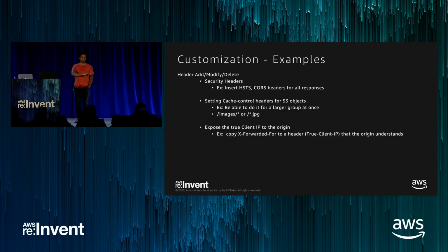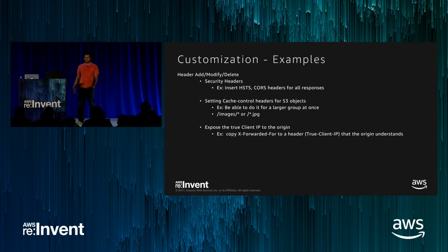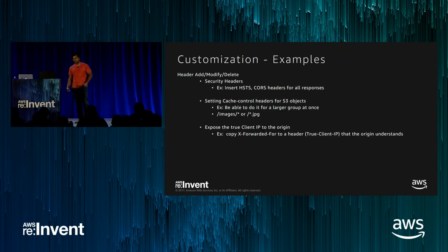These customizations are not just for the request side, they can be done as well for the response side. Here are some examples where you can include security headers right before the response gets generated, like HSTS or CORS. You can modify the cache control headers. This is one use case where if you have a lot of objects already in cache, and for whatever reason you want to control their cache control, you can do that in a viewer response right before they go out.